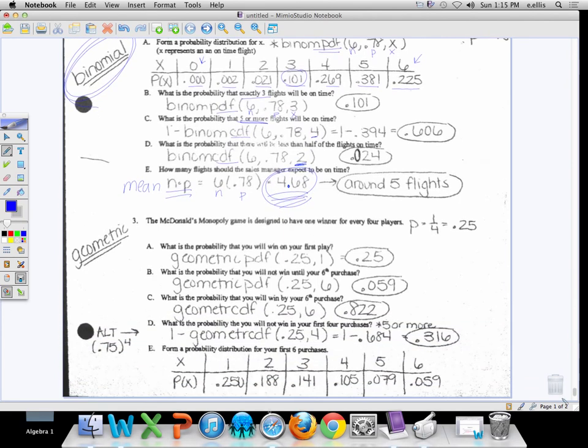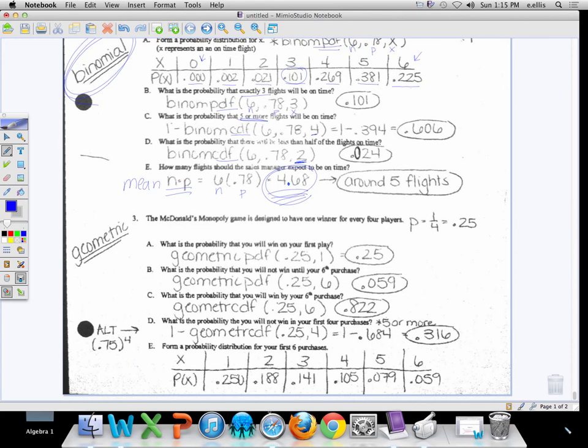Number 3, the McDonald's Monopoly game is designed to have 1 winner for every 4 players. So probability of winning over here on the right, P, 1 out of 4 winners, is 0.25. That's all you're given, a probability of success. And really, with Monopoly, you can play and play and play. You can go once a week, you can go 5 times a week, you can go 50 million times a week if you really love McDonald's Monopoly. It's open-ended, which is why this is a geometric distribution.